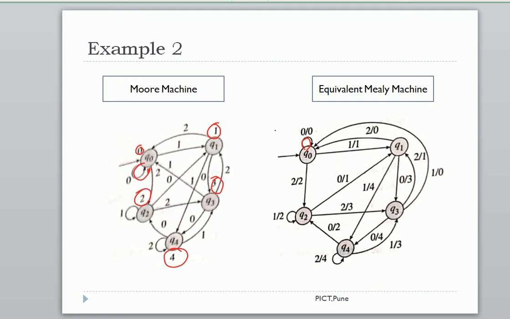Now Q0 on 0 goes to itself and output associated. So we have written like this. Here 0/0 is written. Why? Because output associated is the 0. Then on 1 it goes to Q1. So on 1 it goes to Q1. With the Q1, 1 is associated. That's why we have written like this. So similarly you can complete the remaining diagram. You can pause and see it, and you can solve on your own. I will take one more example.